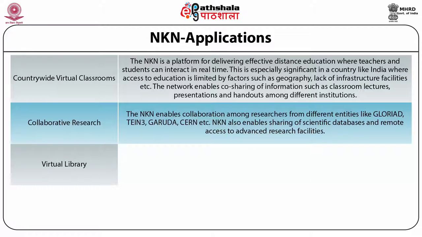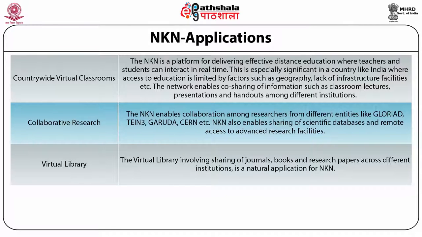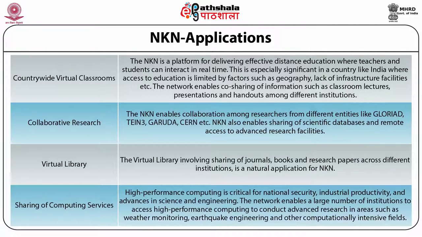Virtual library. The virtual library involving sharing of journals, books, and research papers across different institutions is a natural application for National Knowledge Network. Sharing of computing services, high-performance computing, is critical for national security, industrial productivity, and advances in science and engineering. The network enables a large number of institutions to access high-performance computing to conduct advanced research in areas such as weather monitoring, earthquake engineering, and other computationally intensive fields.